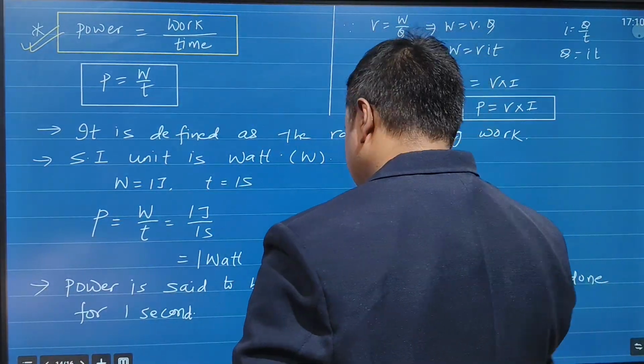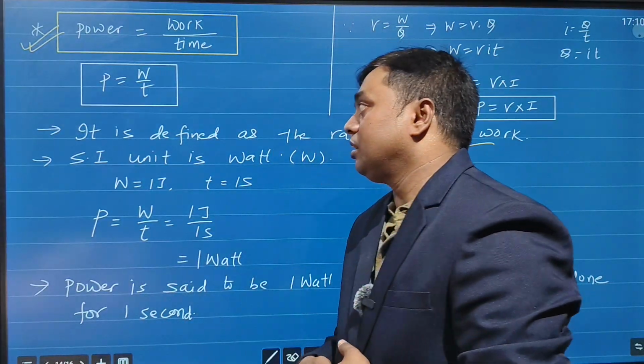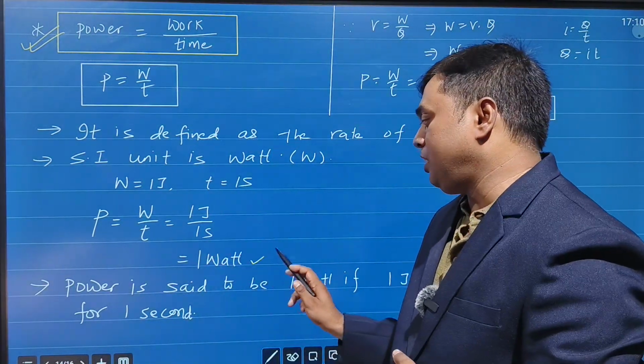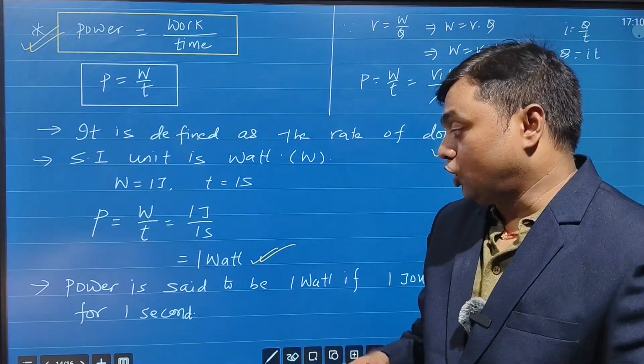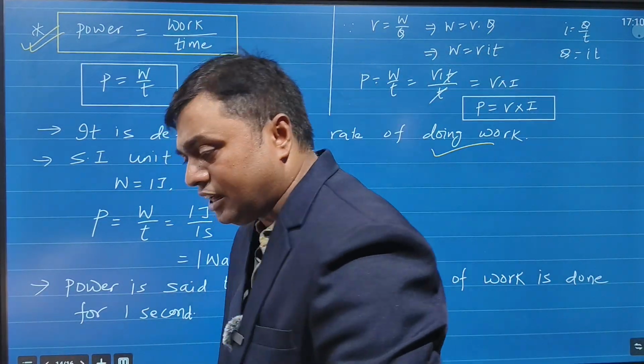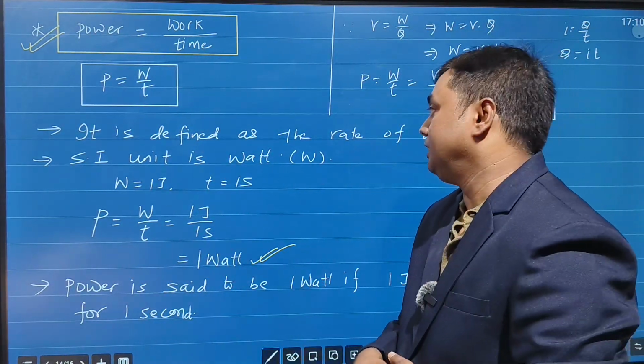Yes or no? Power is what? Rate of doing work. Okay, SI unit of work is what? A joule. Time is what? Second. If 1 joule of work is done for 1 second, then power is said to be 1 watt. So SI unit of power is what? A watt. Okay, they may ask to define 1 watt. So power is said to be 1 watt if 1 joule of work is done for 1 second.